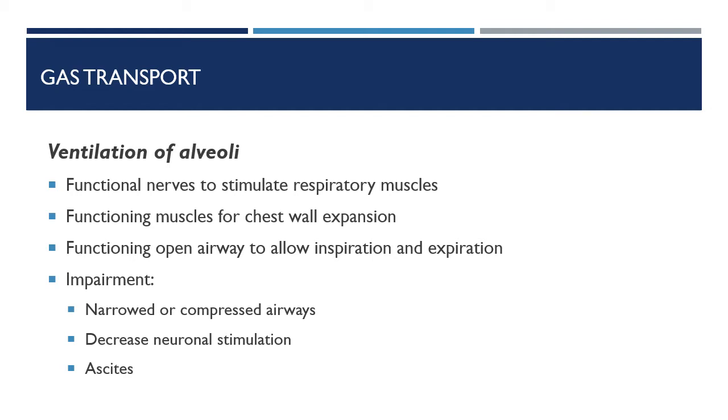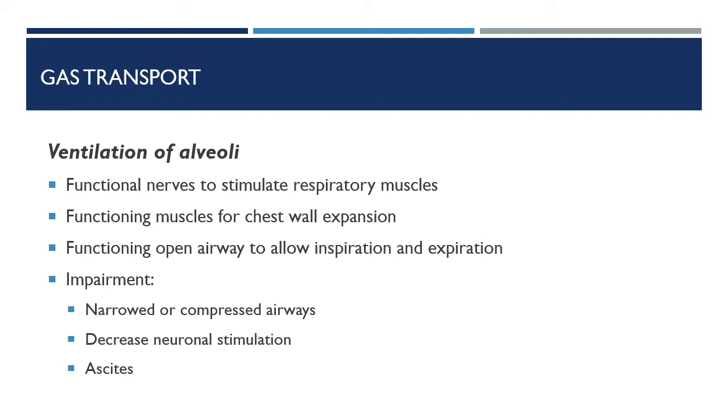What about if someone is morbidly obese? So they have a lot of fat around their chest wall. Well, that's going to impair ventilation. Those intercostal muscles and diaphragm have to expand the chest wall, but what's blocking them? A large amount of tissue, and that's going to make it difficult to ventilate. So obesity can lead to hypoventilation.